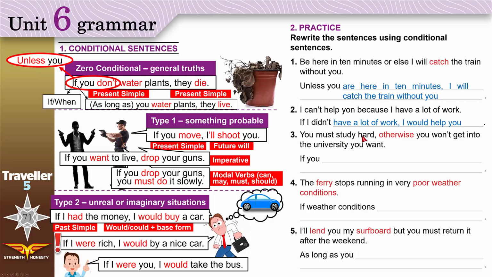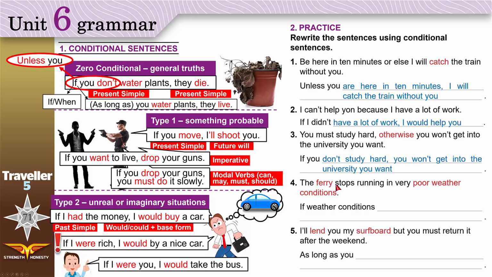Three: You must study hard. Otherwise, if you don't do that, you won't get into the university you want. If you don't work hard or study hard, you won't get into the university you want. This is a type 1 situation.